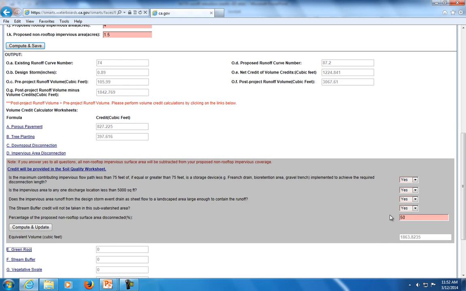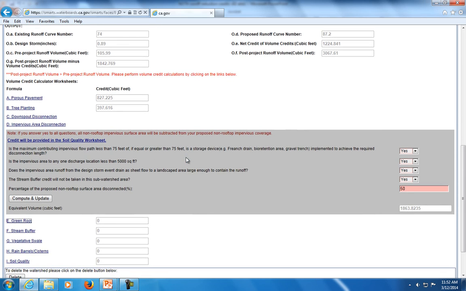So anyway, specifying this, there's a potential of knocking the runoff volume down 1,800 cubic feet, which, if you look at our totals, we need to get it down to 106. So if we can take that credit, we're actually going to meet that standard. So we'll get to that point.